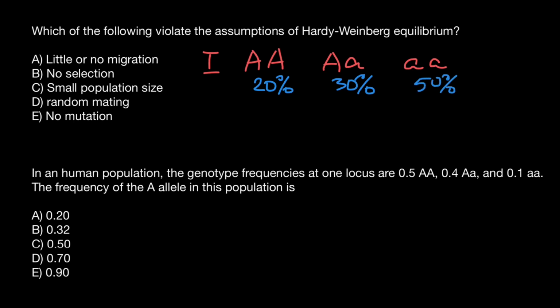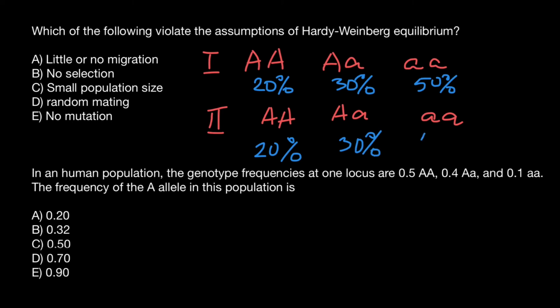According to the Hardy-Weinberg assumptions, in the next generation we also have to get the same genotypes and the same frequencies. So the frequencies have to be 20%, 30%, and 50%. As you see, if we don't have any changes in allelic frequencies, such a population would be stable and in equilibrium.